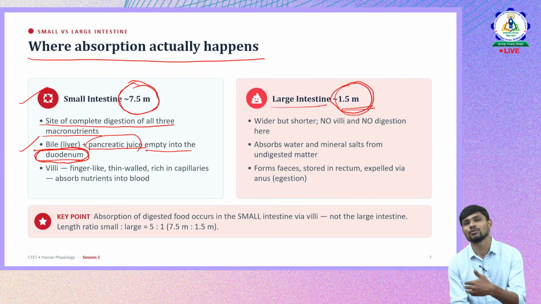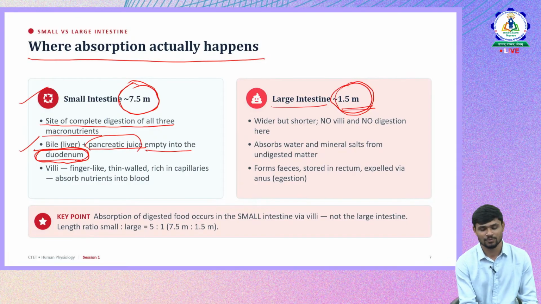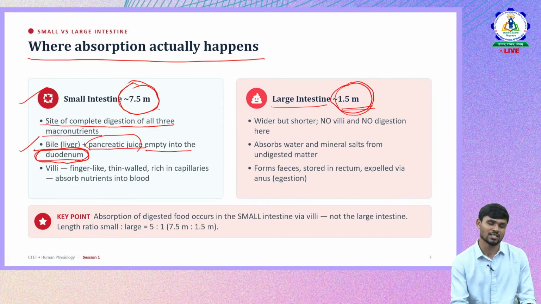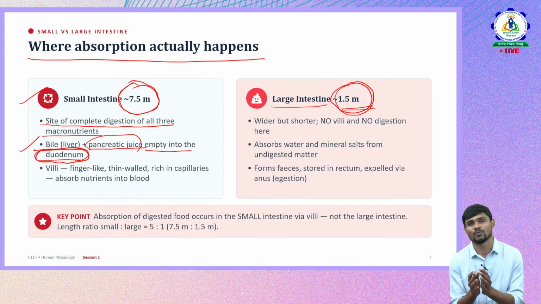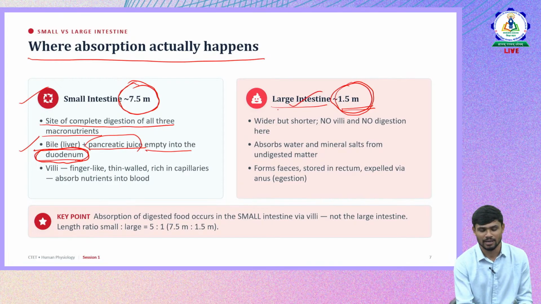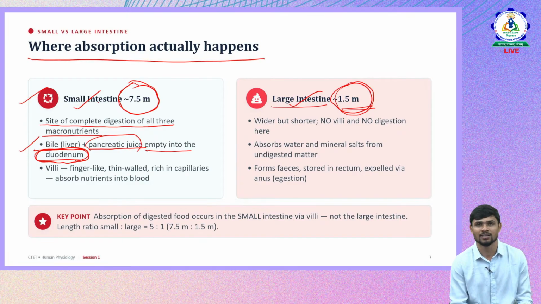Then why do we call it the large intestine? Why do we call something with 7.5 meters the small intestine? The reason is that the small intestine is very narrow. The width is very small for the small intestine, whereas the width of the large intestine is very big. So in terms of volume and width, we are talking about which one is larger and which one is smaller.